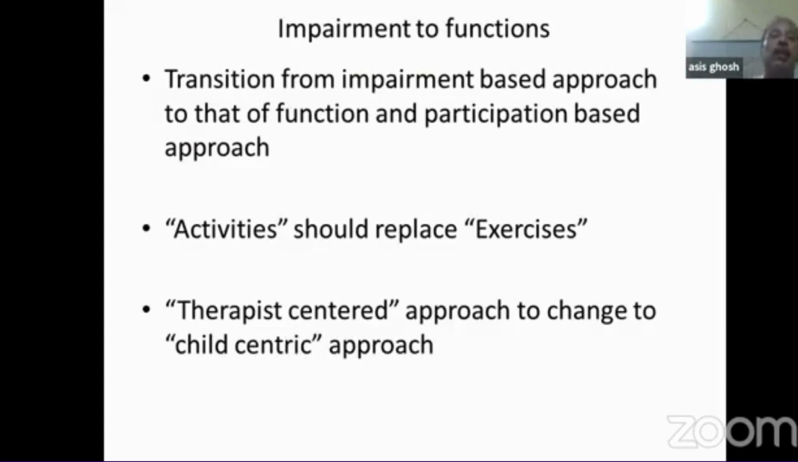So our objective is we need to now shift from impairment to function. So, transition from an impairment based approach to a function and participation based approach. Activities should replace exercises. We colloquially use the word exercises, but we need to change ourselves. Our pediatricians need to change themselves.